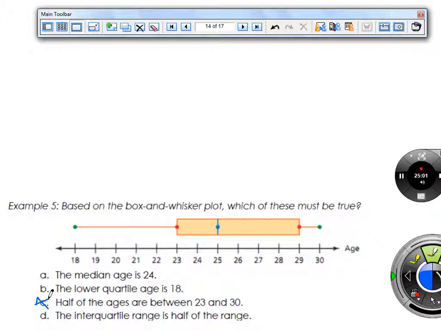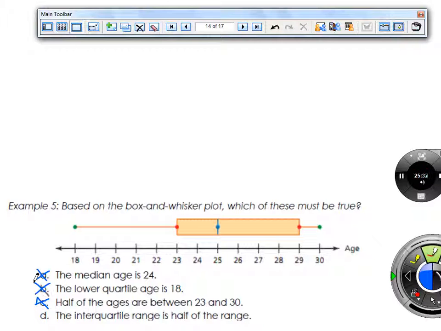All right, and then, Ariana, you said another one. What did you say? A. Okay, so how does she know the median age is not 24? Basically if we understand the markings, right, this is our median, and our median is occurring at 25. All right, lower quartile range is 18. The interquartile range is half of the range. So B is false.